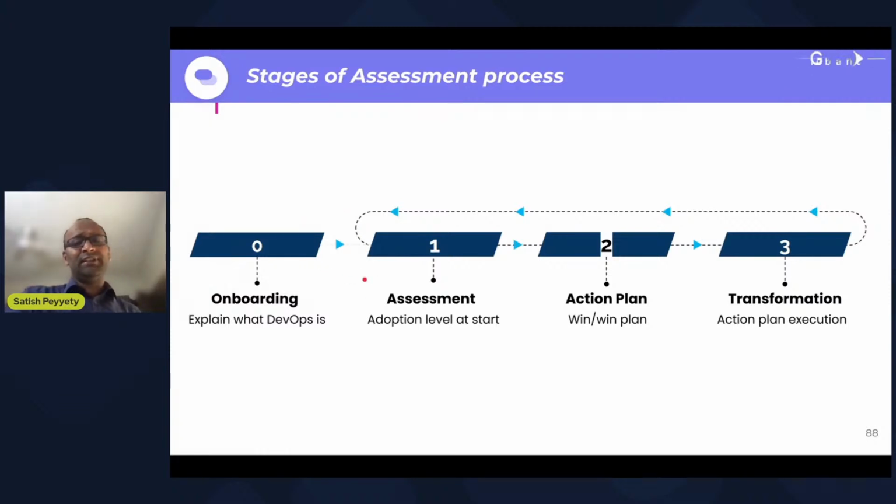And then, of course, the next stage would be assessment, where we'll start doing the assessment in a little more detail, and then we come up with an action plan, and then we go into transformation. Transformation is really the execution mode where we start changing things on the ground. And you can see that this is again a cycle, so this is not going to stop until you reach level 5 maturity. Once we do the transformation, you define the next level of maturity, and then you pick it up from there. And this is how it goes on.